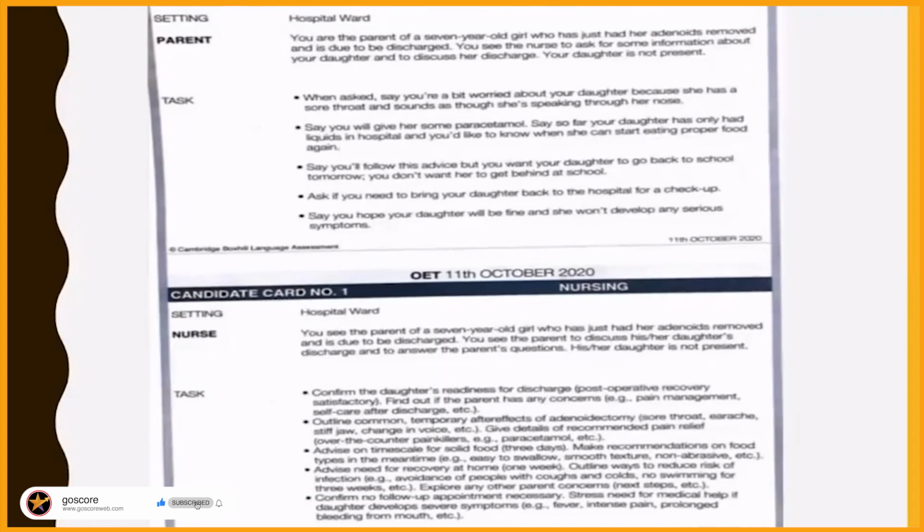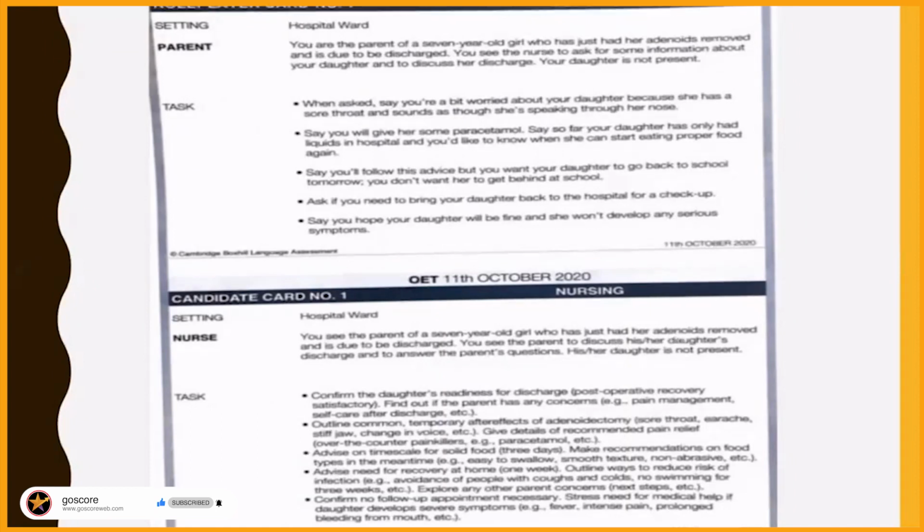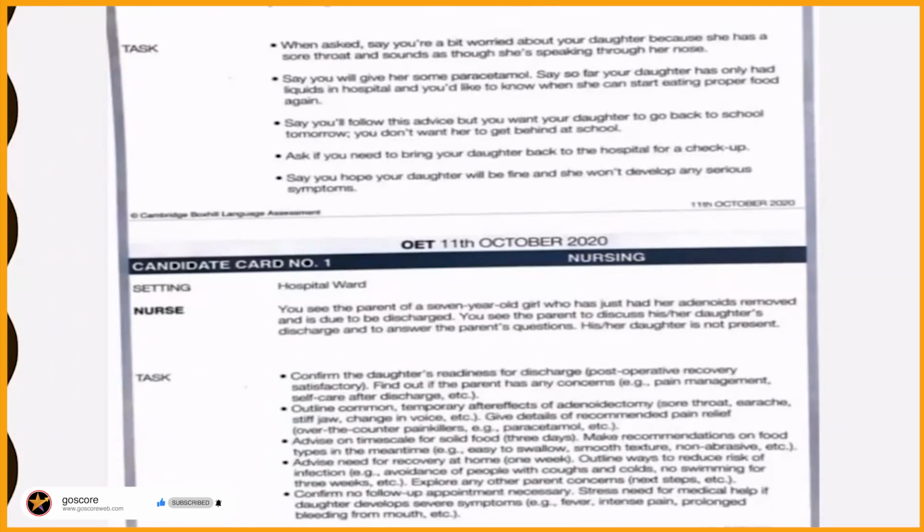Yeah, definitely. I'll give her some paracetamol. But let me tell you something. So far, my daughter has only had liquids in the hospital. So I would like to know when she can start eating proper solid food again. Can you tell me on that? Regarding her time period for solid food, she can start solid after 3 days. In the meantime, you can give her something that is easy to swallow, something of smooth texture and non-abrasive.